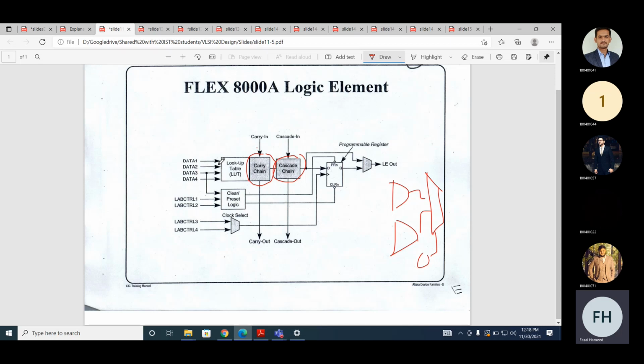And if you want to connect multiple logic elements from the same logic array block, which type of interconnect can you use? Local interconnect. Okay, and if you want to connect one logic element from one logic array block to another logic element in another logic array block, then we can either use row fast track interconnect or column fast track interconnect, or we can also use a combination, depending on the location.